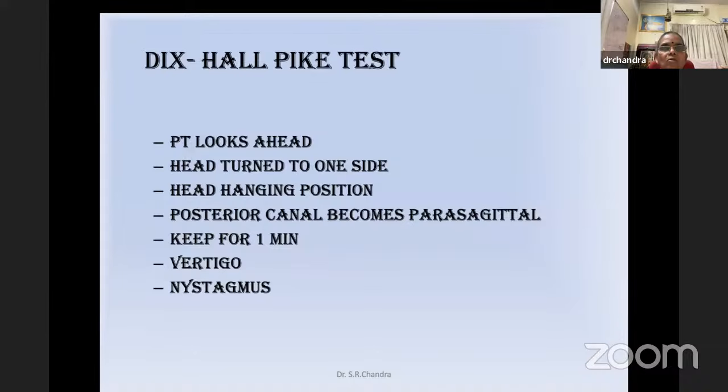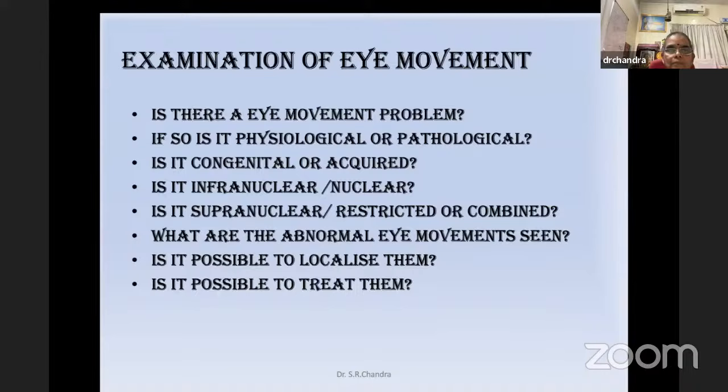Then you have the Dix-Hallpike test. The patient looks ahead with the head turned to one side, then is quickly taken to the head hanging position, and the posterior semicircular canal becomes parasagittal. So for the caloric test you use the horizontal canal; for the Hallpike test, the posterior canal. You keep it in that position for 1 minute. Normally, you will get vertigo and nystagmus. So that is the Hallpike test.